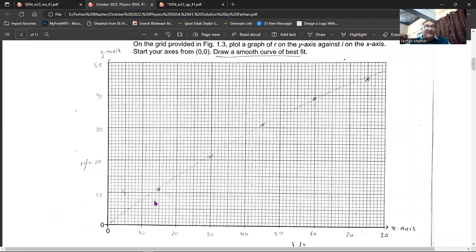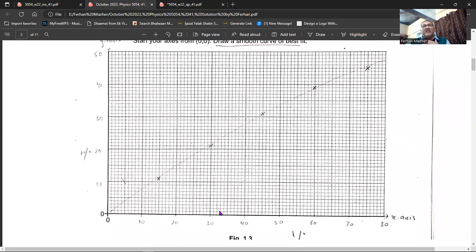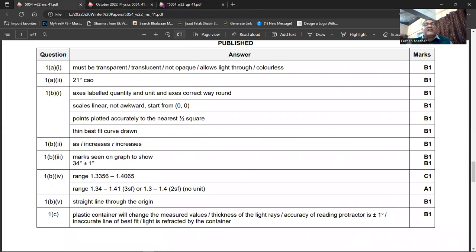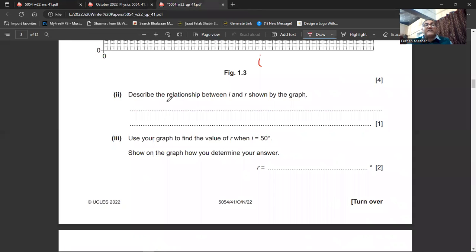If you look at this graph, it is not a straight line, it's a curve. So it's not a directly proportional relation. But when you increase I, the R is also increasing. So that is what we will write there: as the angle I increases, the angle R also increases. You can see the marking scheme as well.